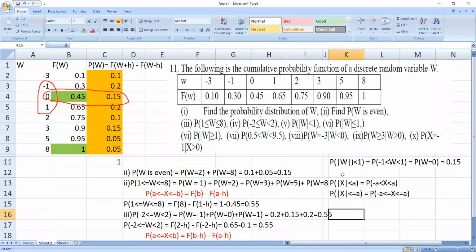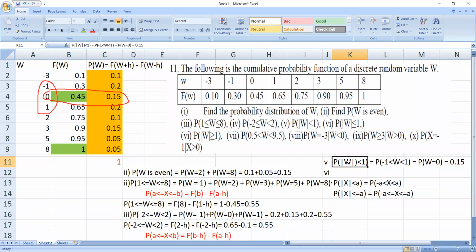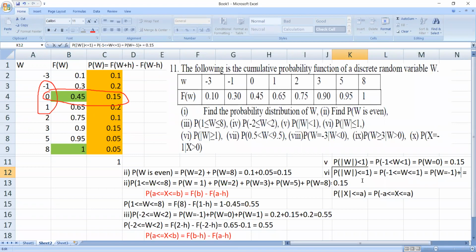For the next case, 1 is included. So this is the fifth one, right? And for the sixth one, we'll have 1 inclusive of 1. So we'll have -1 less than or equal to W less than or equal to 1. So we'll have P of W equals 0, W equals 1, and W equals -1 also satisfy this. Since all these are mutually exclusive, the probability will be the sum of these three, which comes to 0.55.